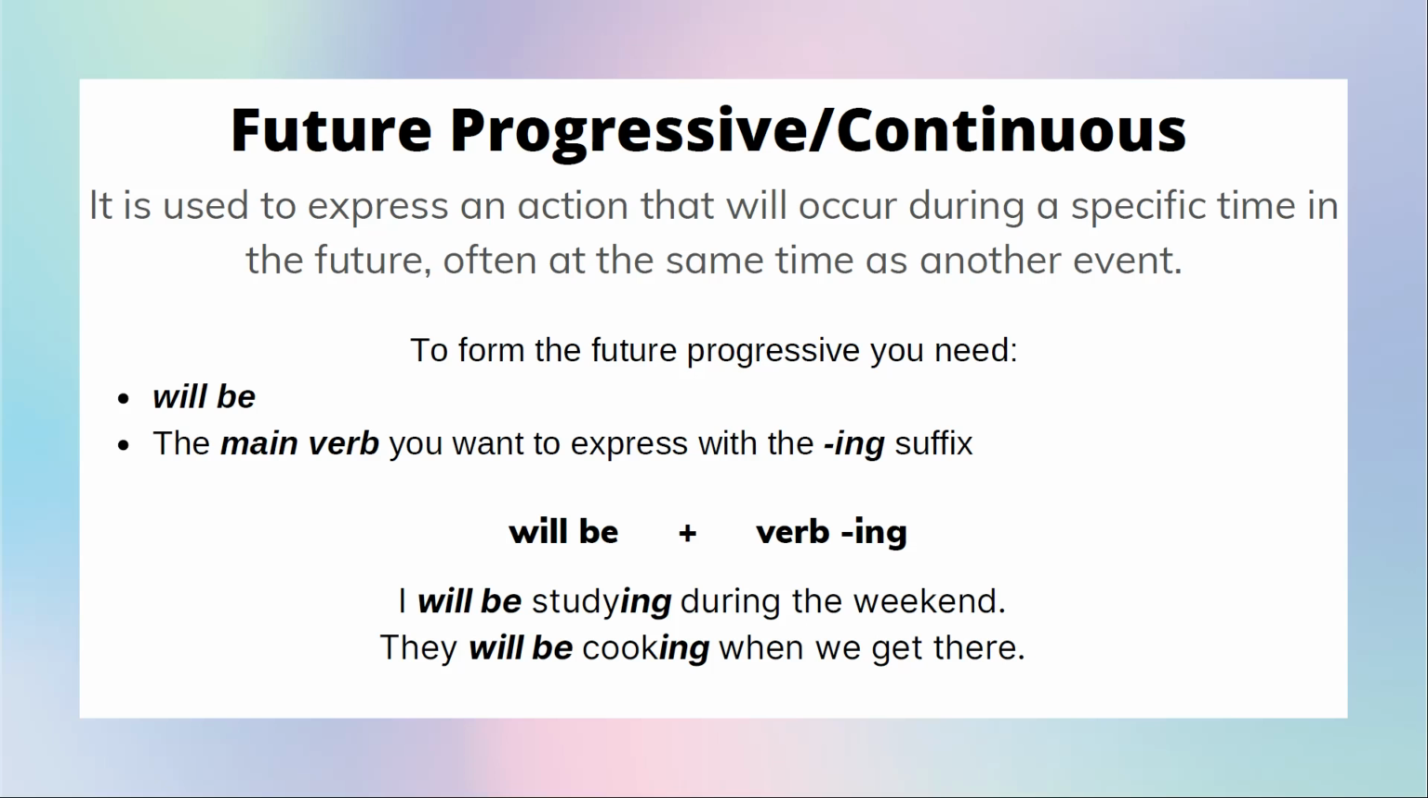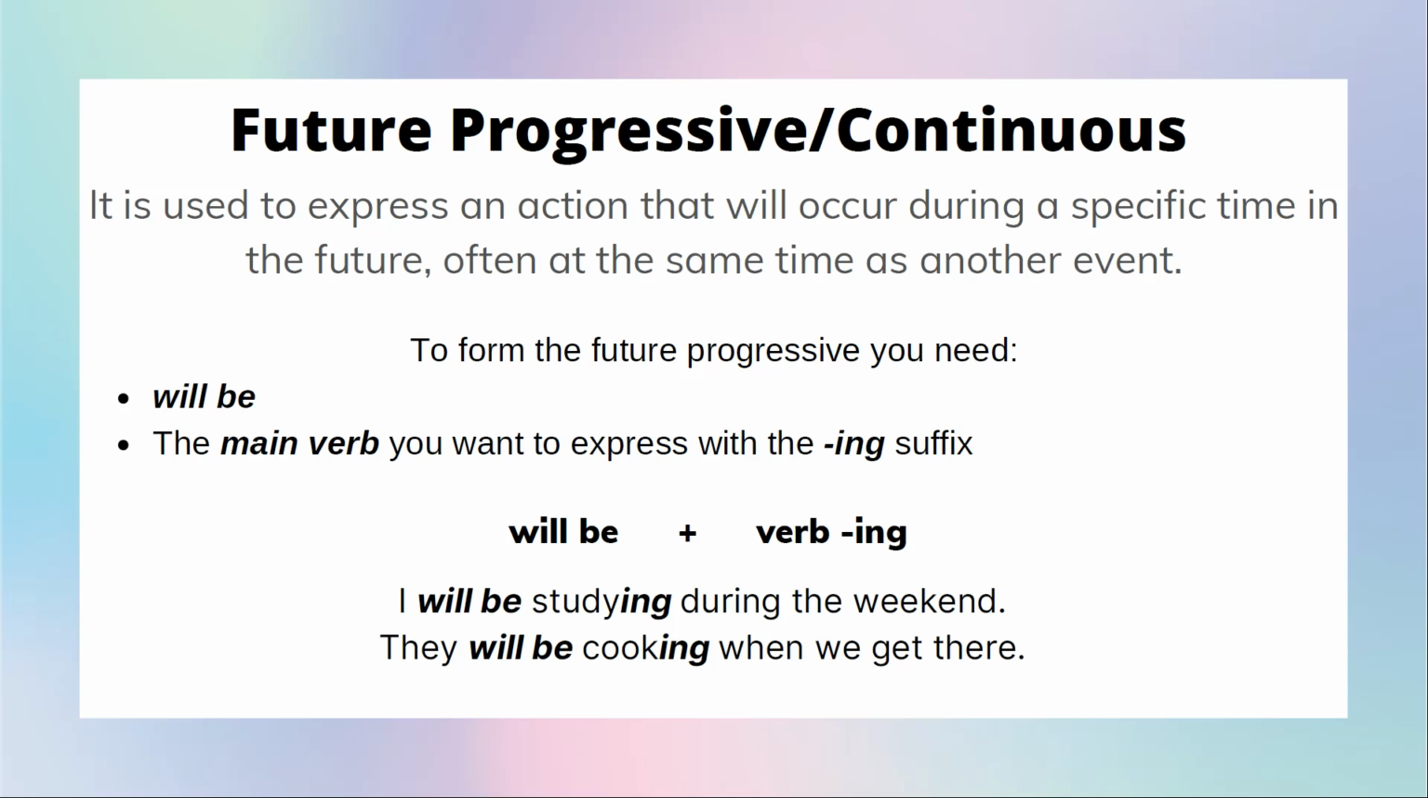Now we have the future progressive. This is used to express an action that will occur during a specific time in the future. To form the future progressive, you will need will be, which is the auxiliary, and the main verb that you want to express with the ing suffix. So for this, we have I will be studying during the weekend. So the action is studying, and the specific time in the future is during the weekend.